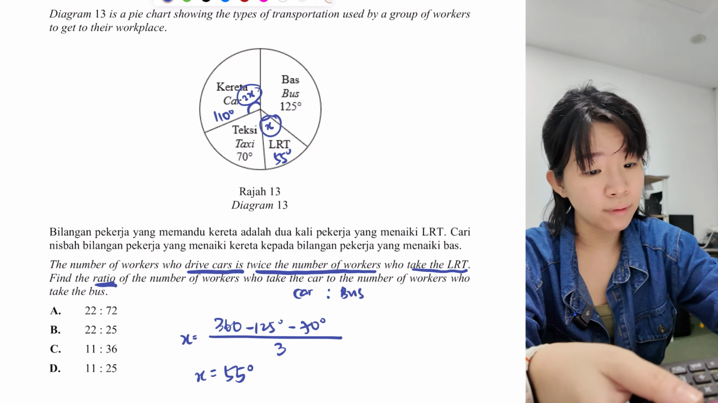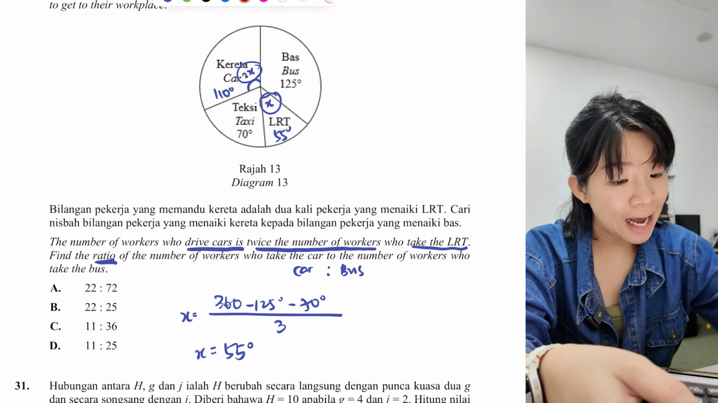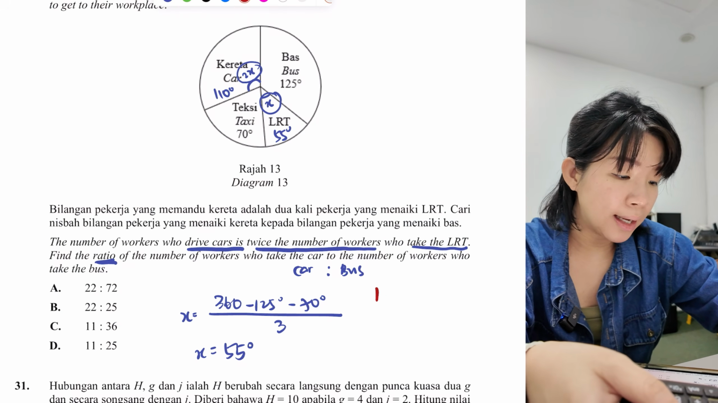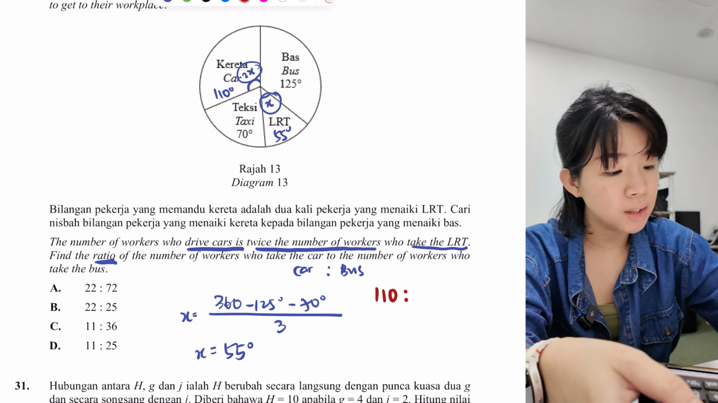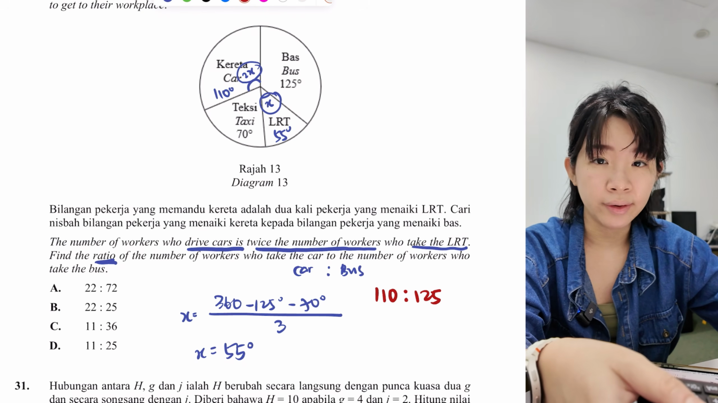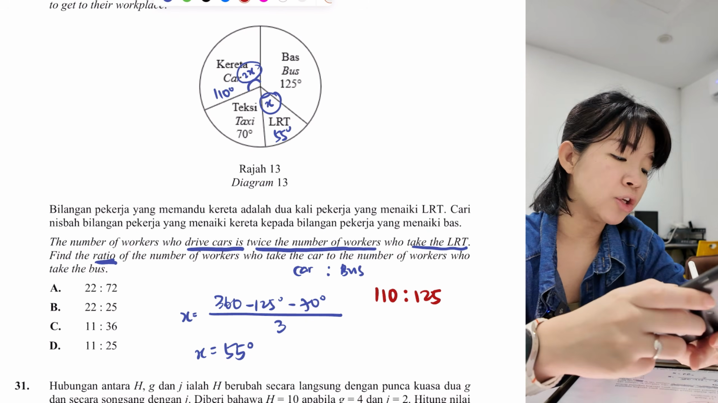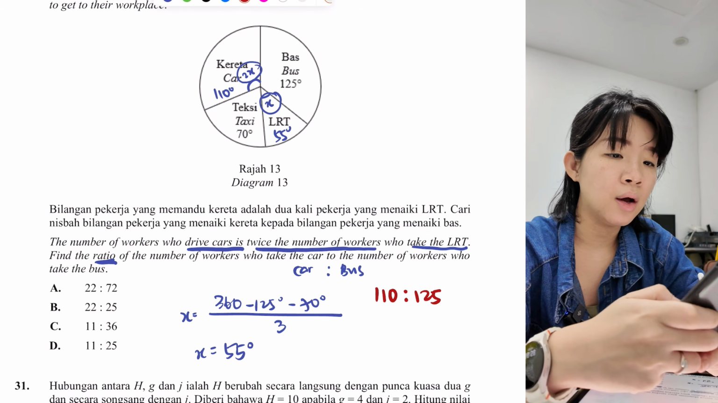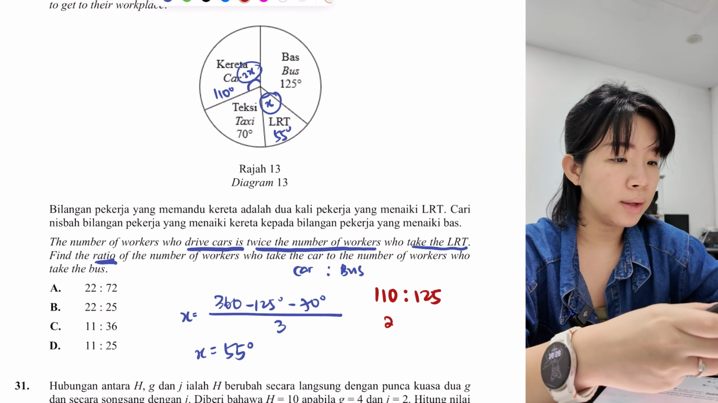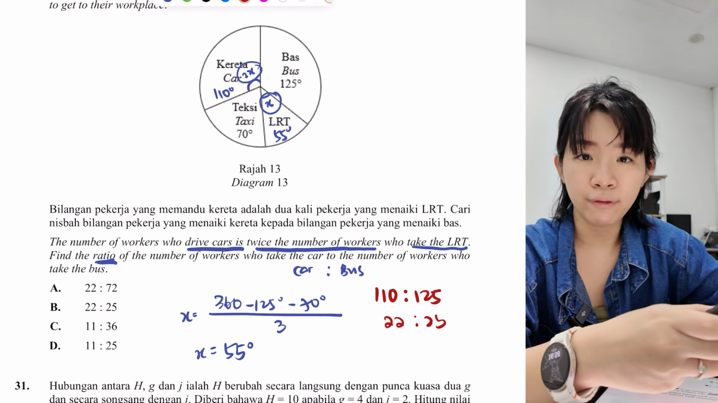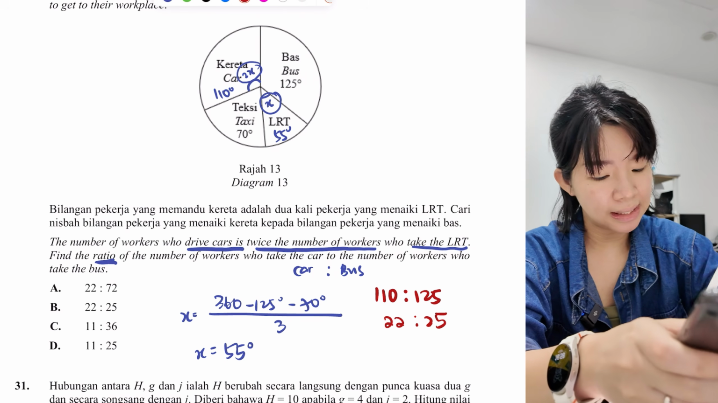Now we need to convert it to a ratio. Car is 110 degrees, and after that, bus is 125. Then now we simplify it. Key in your calculator 110 over 125. So we get 22 to 25. So the answer is done.